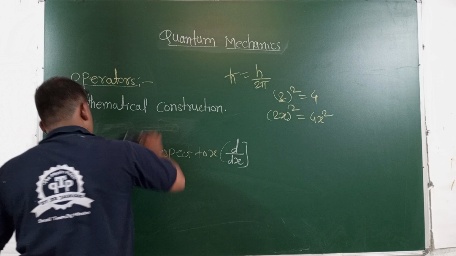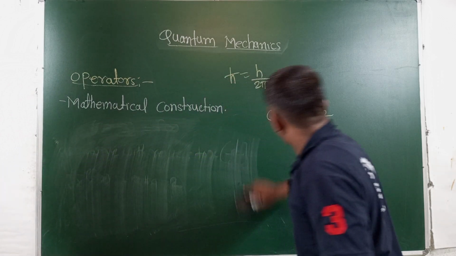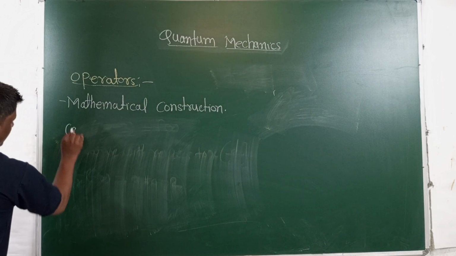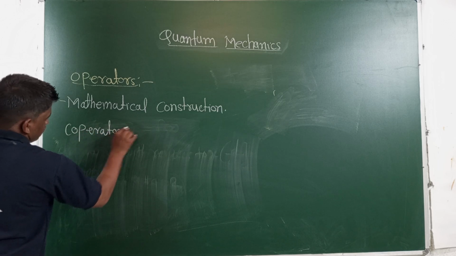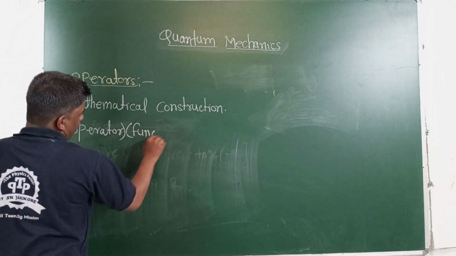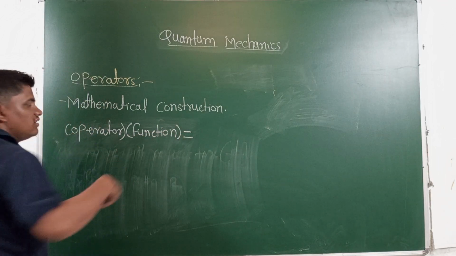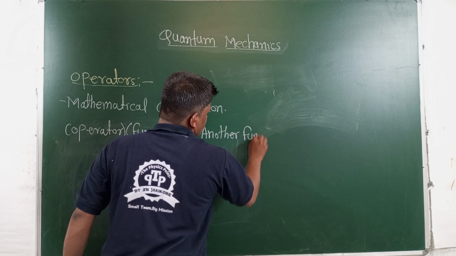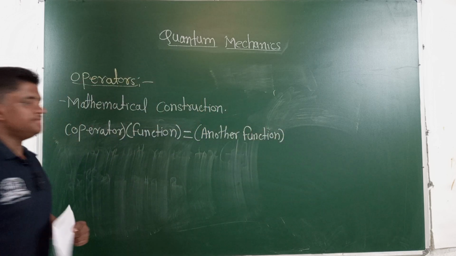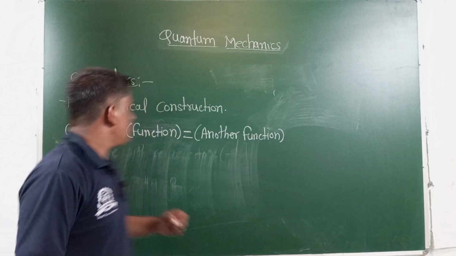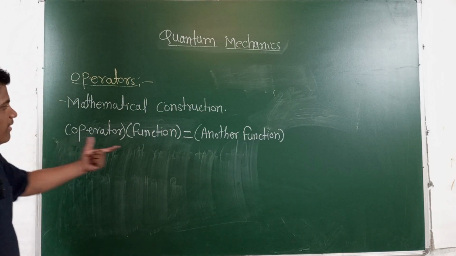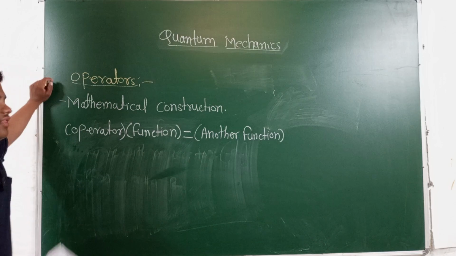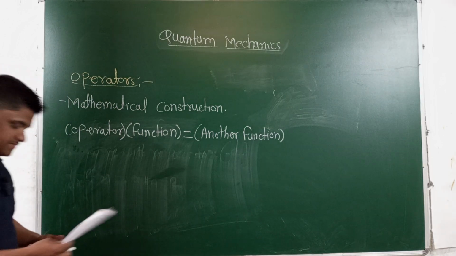Now let's start the discussion of what exactly the equation of operators is. When an operator operates on a function, we get another function. This relation, this equation, is called the operation with the help of operators. When we use an operator on a function and perform an operation, we get another function. That is called the equation of the operator procedure.